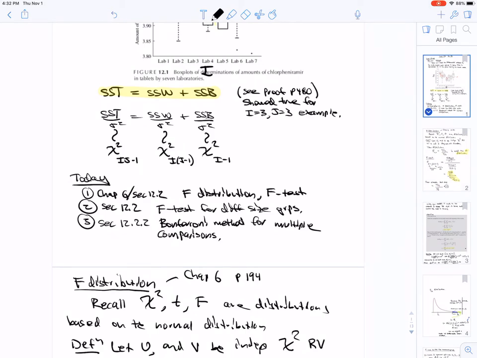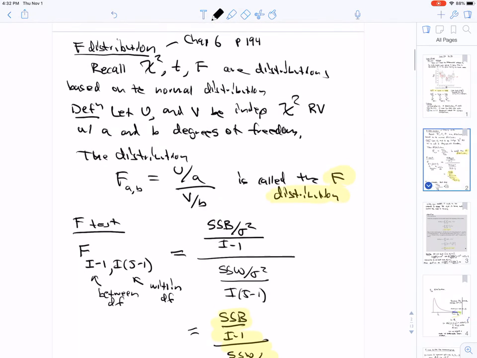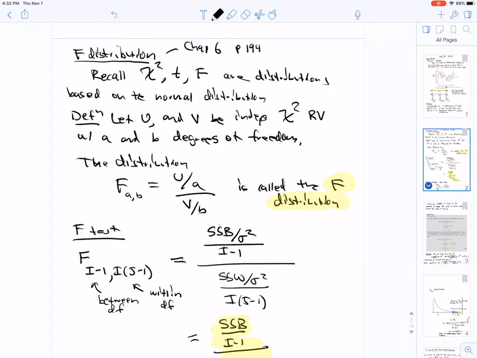We'll talk about the F test for different size groups, and we'll introduce the Bonferroni method for multiple comparisons. So the F test is a friend from Chapter 6. Chapter 6 is about normal theory, and chi squared, t, and F are all distributions based on the normal distribution. So the definition of the F distribution with two parameters a and b is that it's a chi squared with a degrees of freedom divided by a, over a chi squared with b degrees of freedom divided by b.